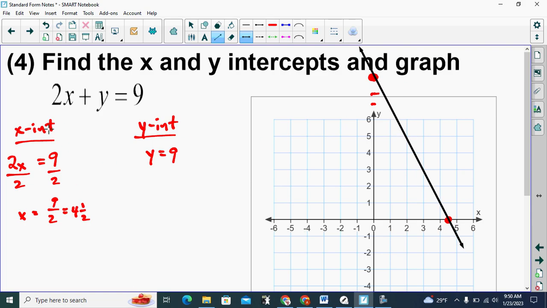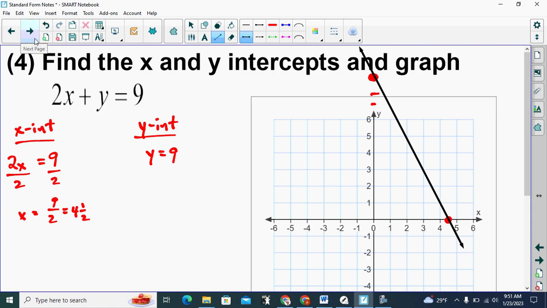So notice sometimes our x and or our y-intercept do wind up being fractions, which sometimes isn't the best. 4.5 we can graph. If I get 13/6, we're not going to be able to really graph 2 1/6 very precisely. So finding the x and the y-intercepts is great, especially if they come out as integers. It's good to get the x and the y-intercept, but sometimes if it's a fraction, it's not going to turn out to be the best method.